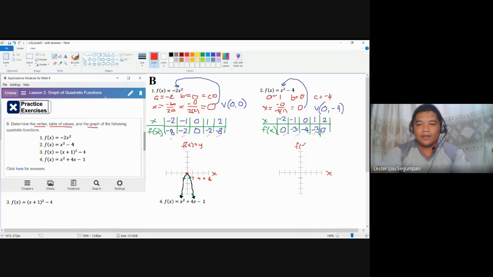We have here the f of x axis. Unlike number 1, wherein we reached a value of negative 8, here we have negative 4 only. So let us just use the graph here in terms of 1 unit.